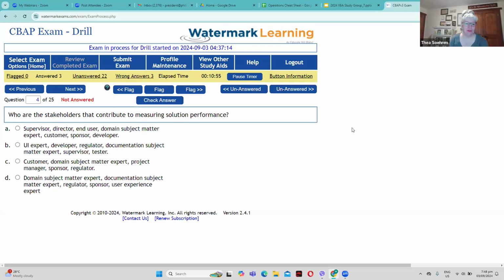Okay, so we know that there's no such thing as a documentation subject matter expert, so it eliminates both B and D. And so what it's asking from you here is, what is the list of stakeholders for the task measure solution performance?